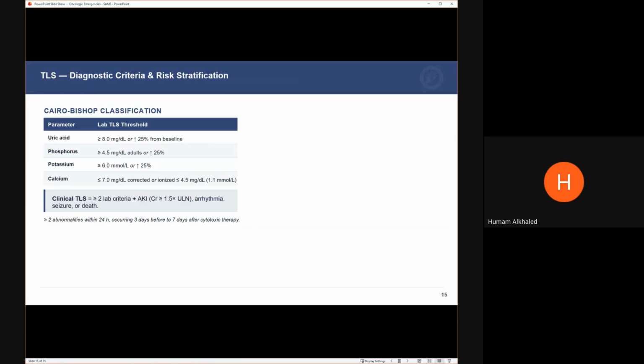And these are uric acid over 8 or an increase of 25% from baseline, phosphorus over 4.5, potassium over 6, or corrected calcium less than 7. Clinical TLS, that's when we have lab TLS plus acute kidney injury, arrhythmias, seizures, or death. And death has been reported because of TLS if it's not managed appropriately.